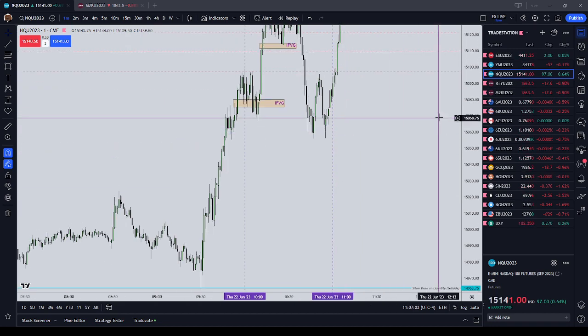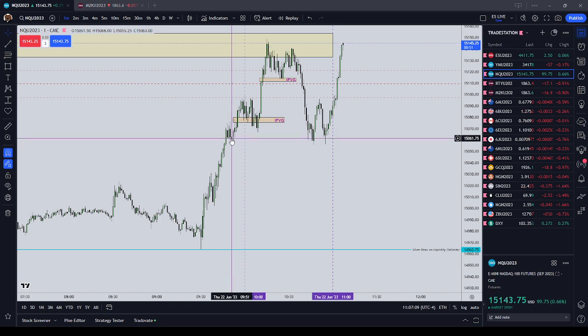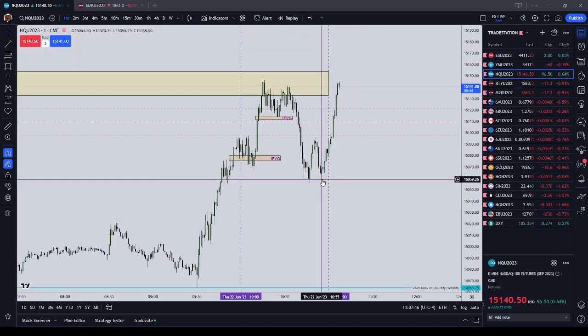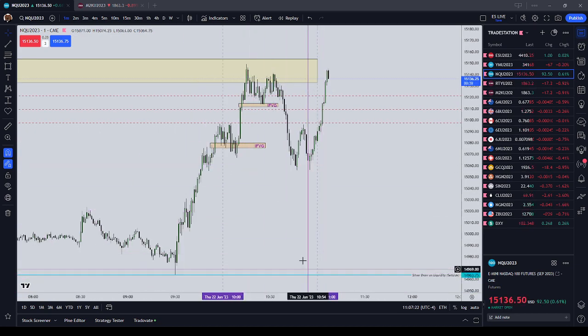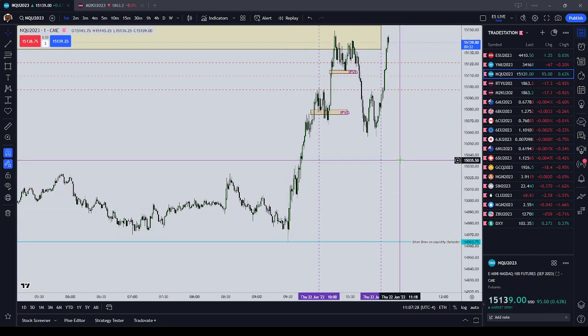So obviously I got part of my analysis incorrect there. We came down to the consequent encroachment of this black candle's wick, and then we bounced off that, forming equal lows here at 56 quarters. So part of my analysis there was incorrect. I still am holding on to a draw on liquidity back to New York equities open.